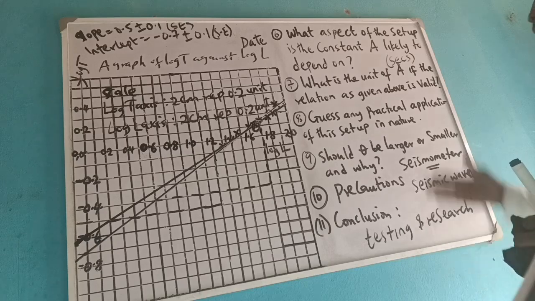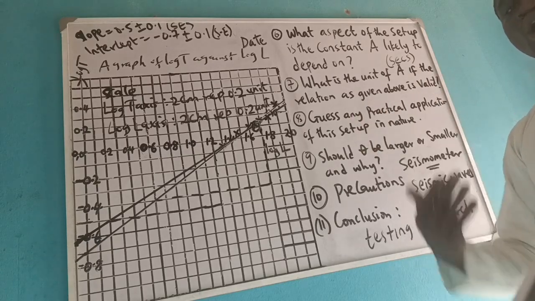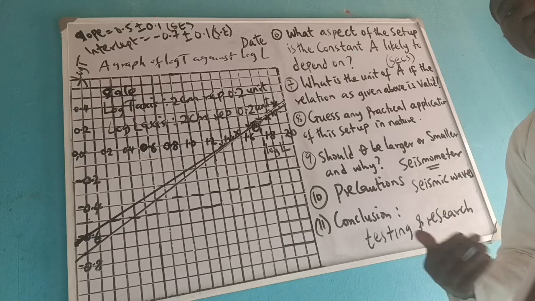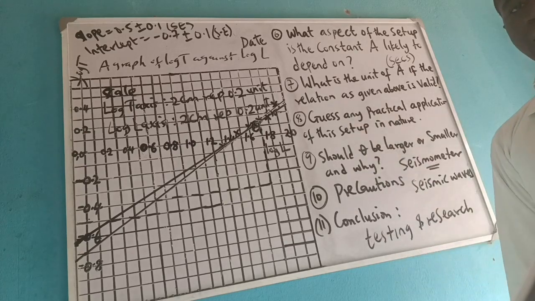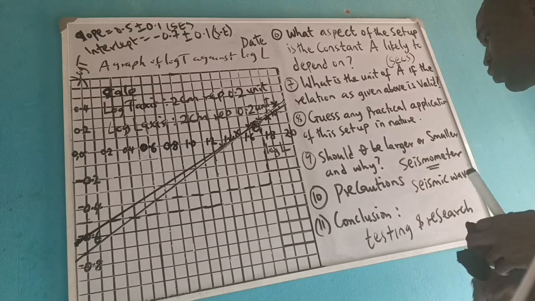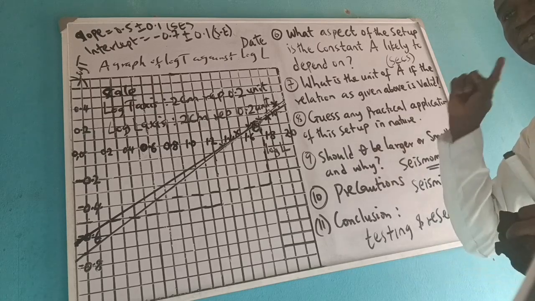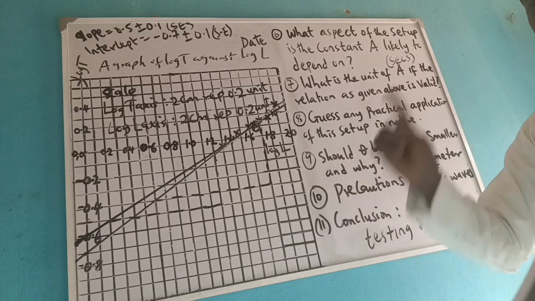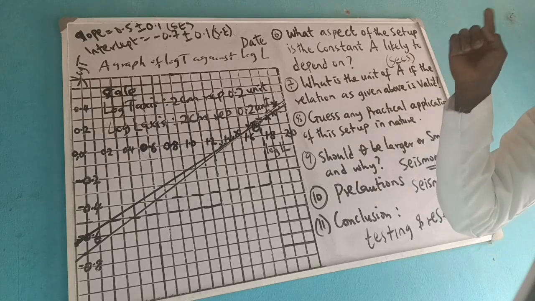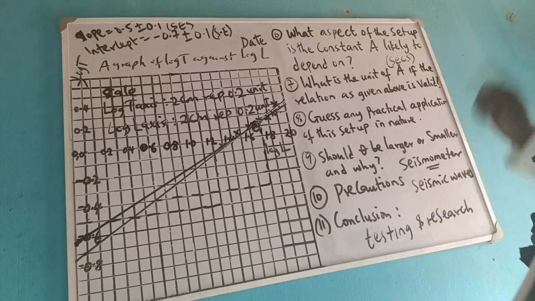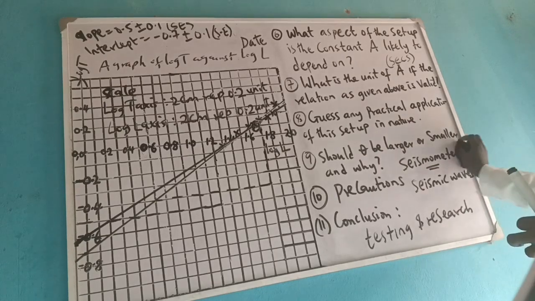Okay, so this experiment is used to determine acceleration due to gravity on any planet you are performing this experiment on. Okay, that is by the way. So we have mentioned four applications: in seismometer, in physics education, in testing and research, and in measurement of acceleration due to gravity. Should theta be larger or smaller? That is the next question. And why?